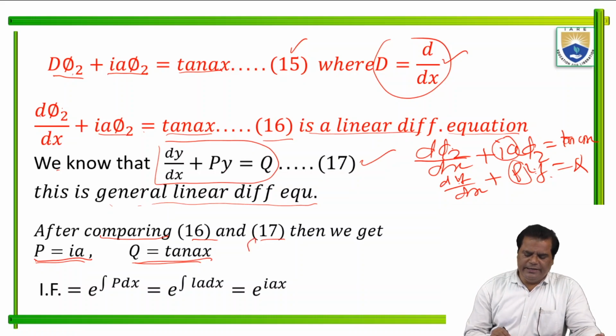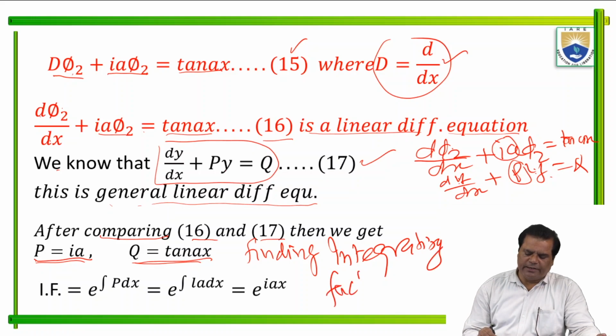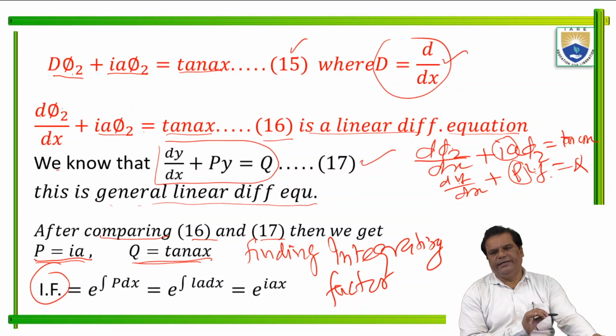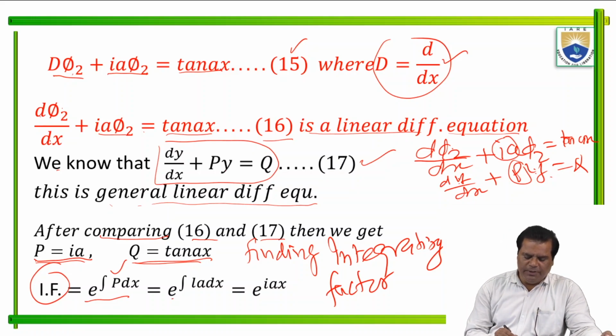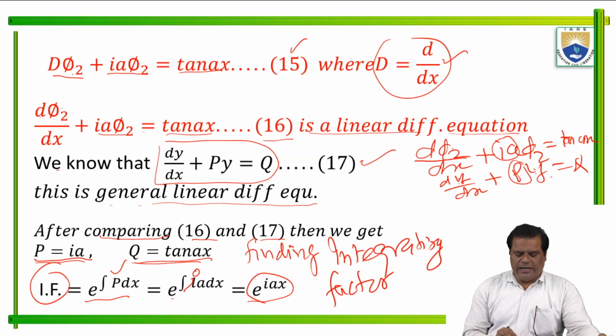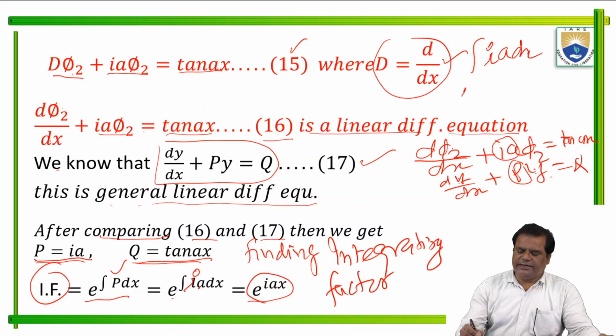So now finding the integrating factor, known as IF for short. The formula of IF is e to the power integral P dx. P means iA, so integral of iA dx. iA is a constant, taken out, and the integral of 1 dx is x. So here the IF is e to the power iAx.